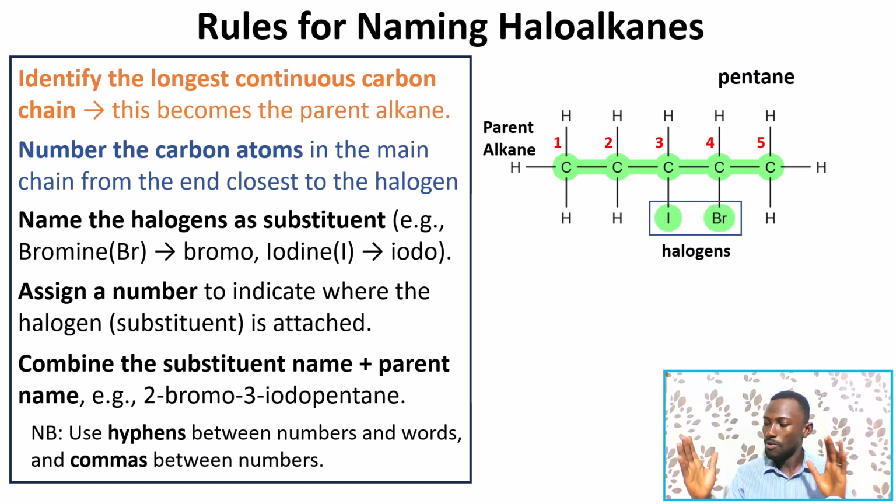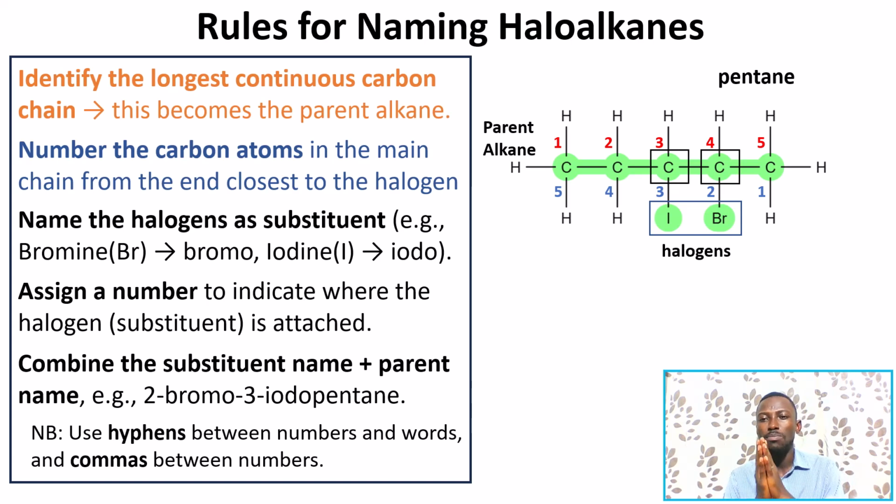Now let's number from right to left. For this we are using blue, so you have 1, 2 all the way to 5. Now take a very close look at the positions of the halogens. Where are they located? For the red numbering, the iodine and the bromine, or the I and the Br, are found on carbon number 3 and carbon number 4. What about the lower numbering from right to left, the blue? They are found on carbon number 2 and 3. 2 and 3 are lower.